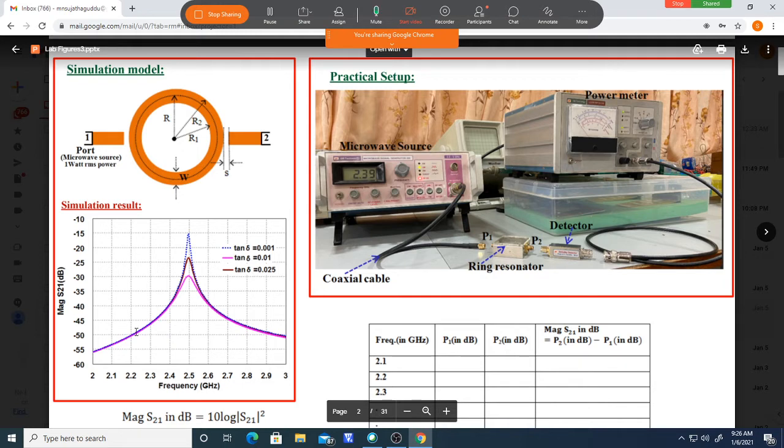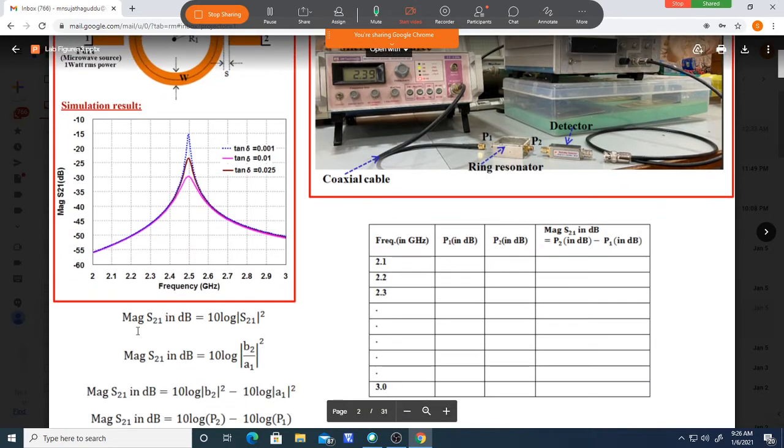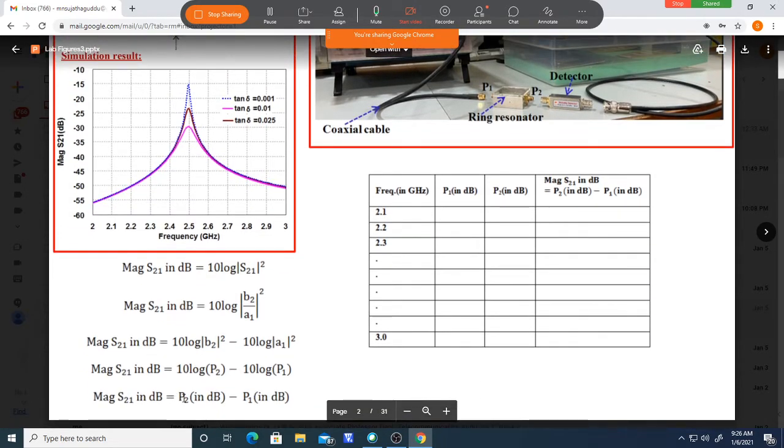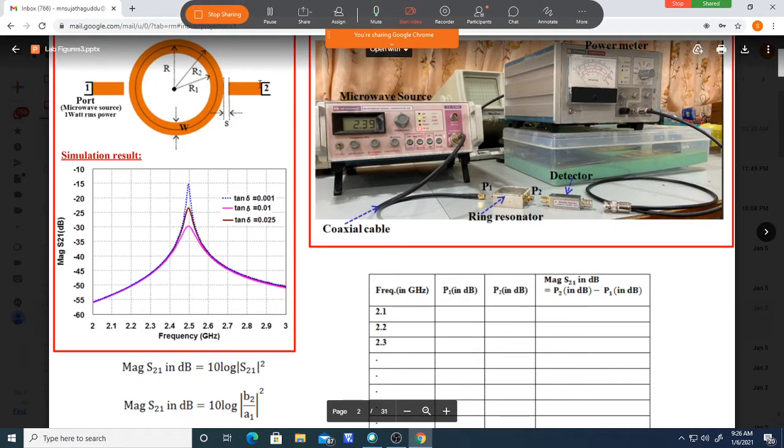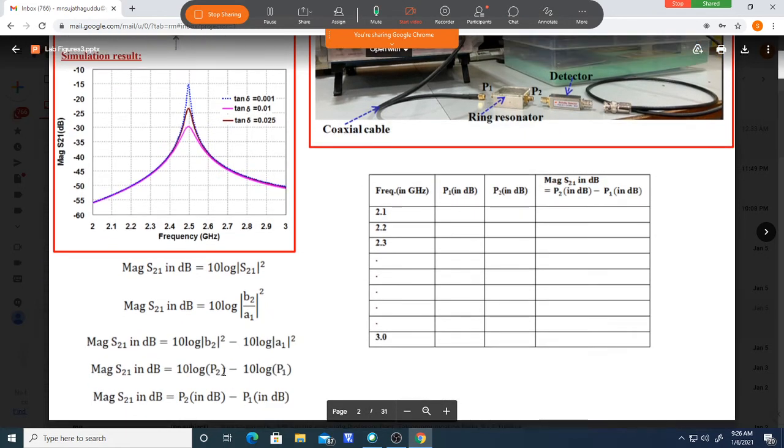So what we do in our laboratory is connect a source, and we measure how much power is input at port 1. Next, we measure how much power comes out of the other port, in dB. At each frequency we note the input power and the output power, and then we take the difference of those two.